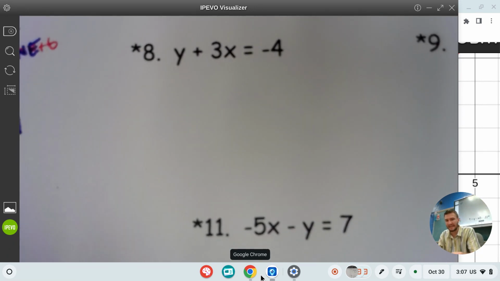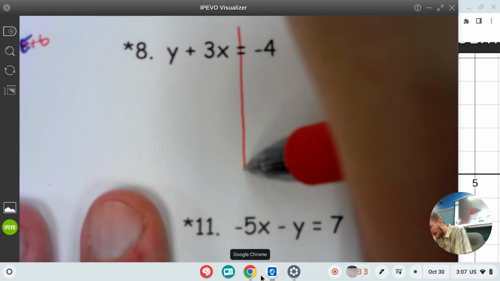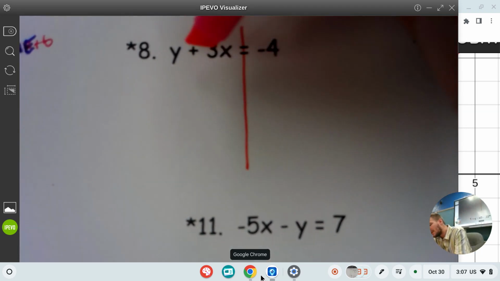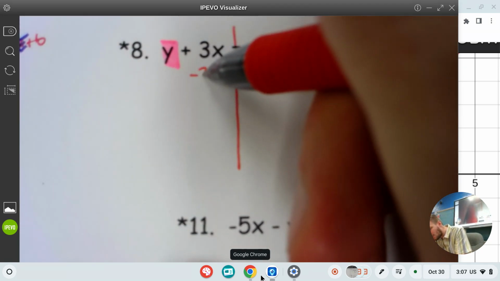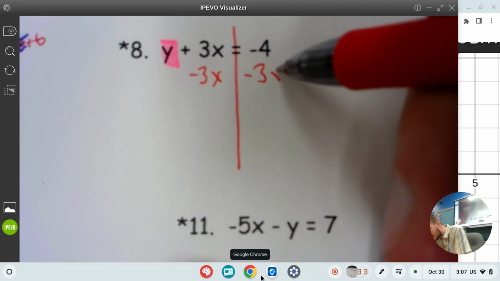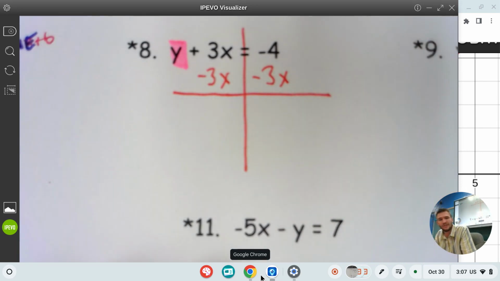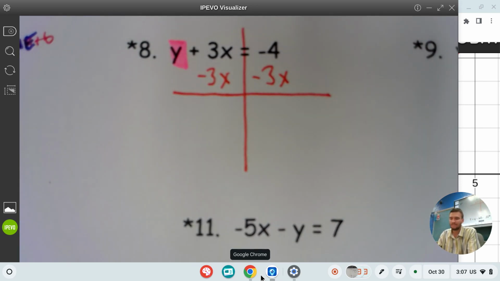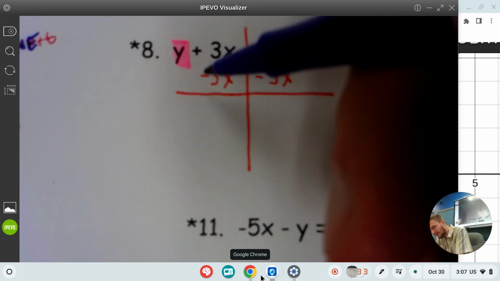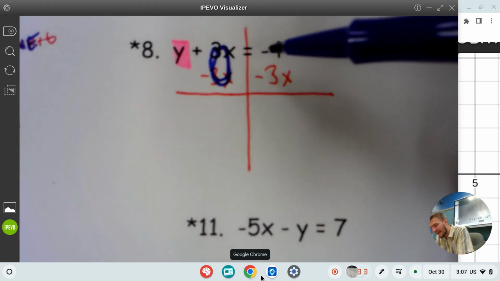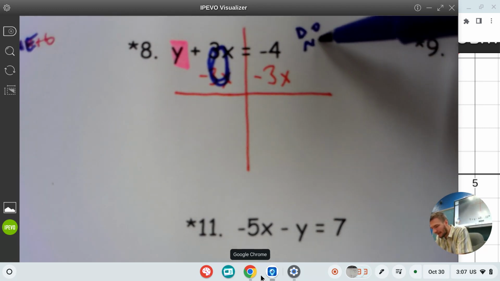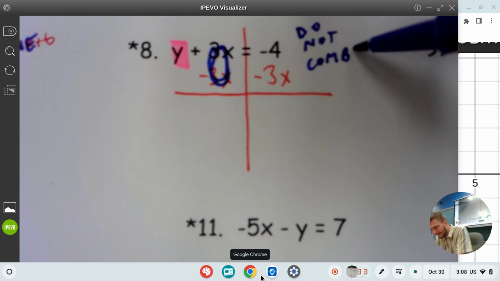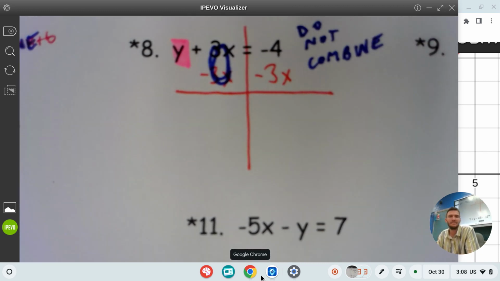Okay, so here we go. Number 8. We're going to go quickly. Is the y completely by itself? No. The 3x is over there. So all we've got to do is move the 3x, and this is really easy. We're going to do minus 3x on both sides. We did this in the warm-up, you guys. It wasn't that hard. When we do minus 3x on both sides, that's going to move my 3x. And am I going to do negative 4 minus 3? No. These do not combine because one of them has an x and one of them does not.